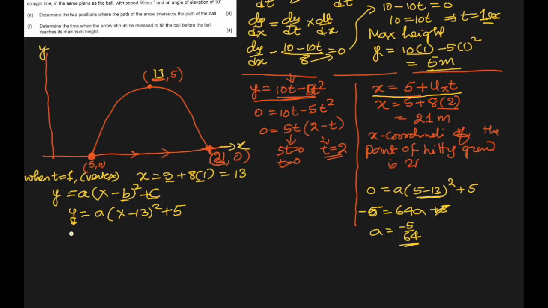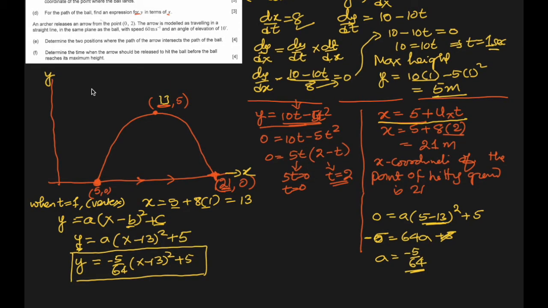So we got our equation now. They said express y in terms of x. So that's what we're doing now. Minus 5 over 64. It makes sense, right? Minus 5 over 64 means it is opening down, and yes, it is opening down. y equals minus 5 over 64 times (x minus 13) square plus 5. This is an expression of y in terms of x. So we have done D part just now.